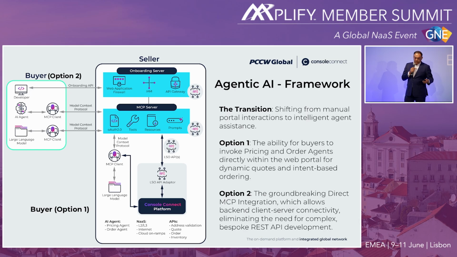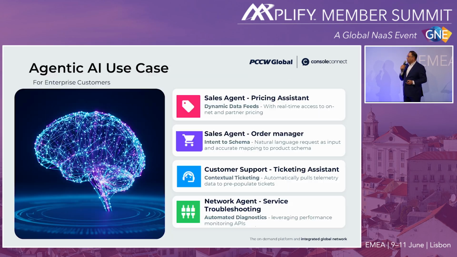And in this case, what they would have is they can invoke pricing agents or ordering agents, which would assist them in dynamic quoting and intent-based ordering. The second option, of course, is for customers who have AI agents implemented, and they would like to integrate in the backend to our MCP servers. Then they would need to connect back to and get authenticated, and then we could do it. So there are two options that are available there.